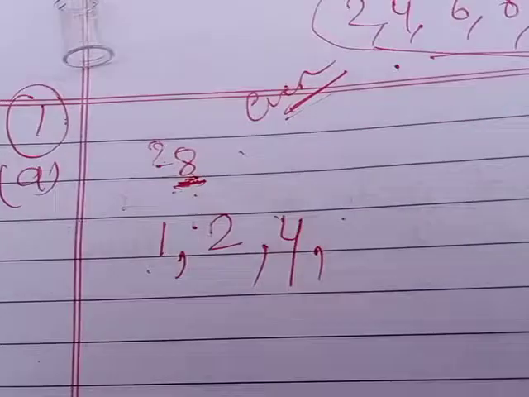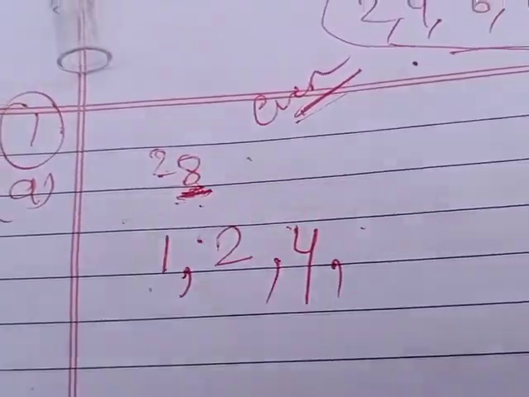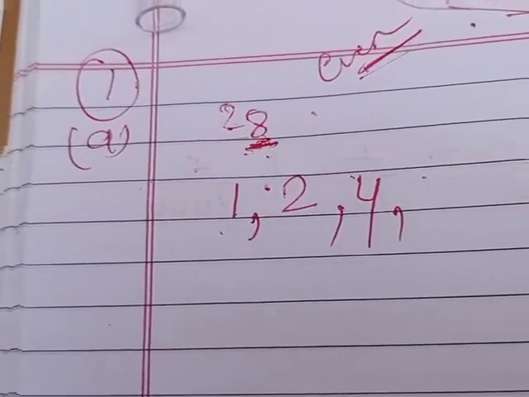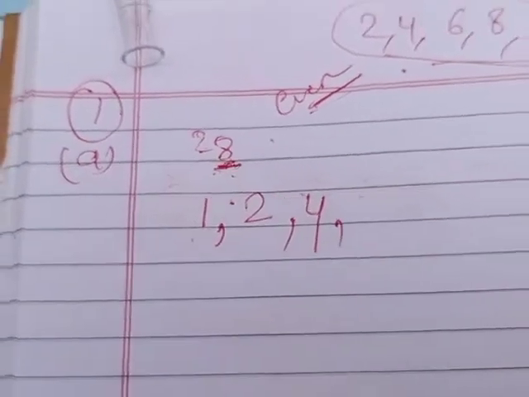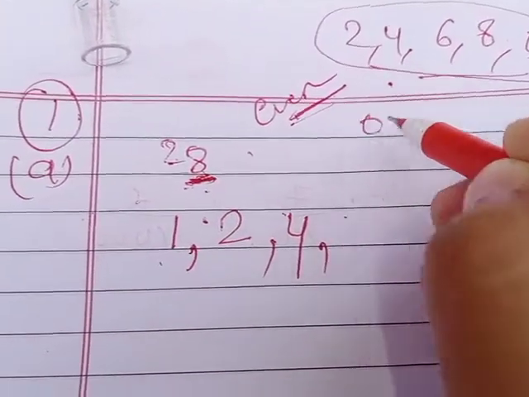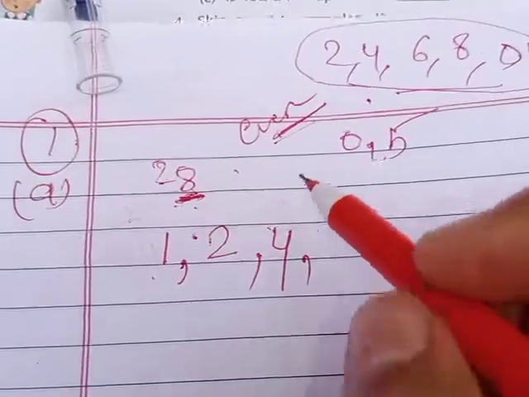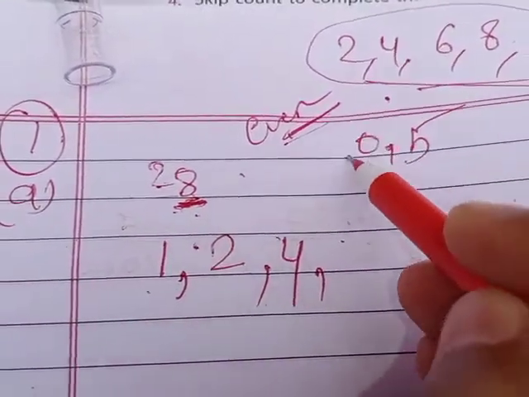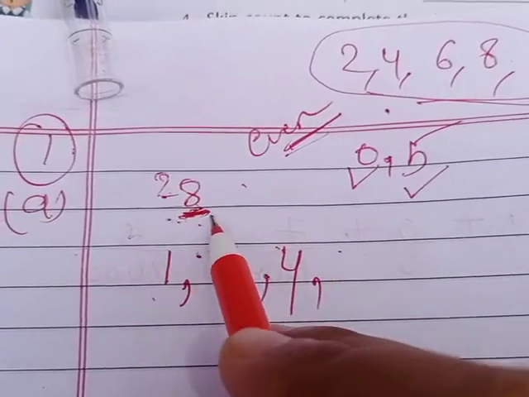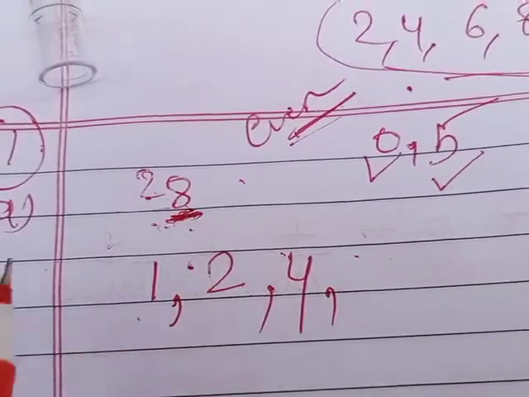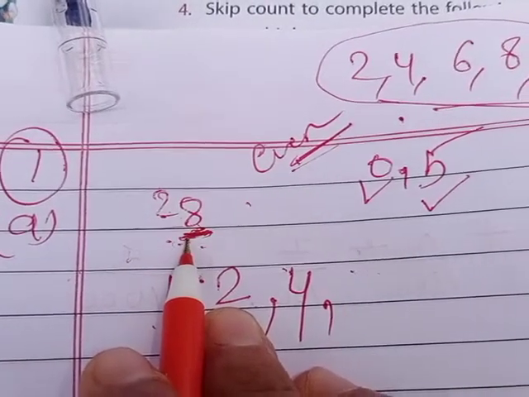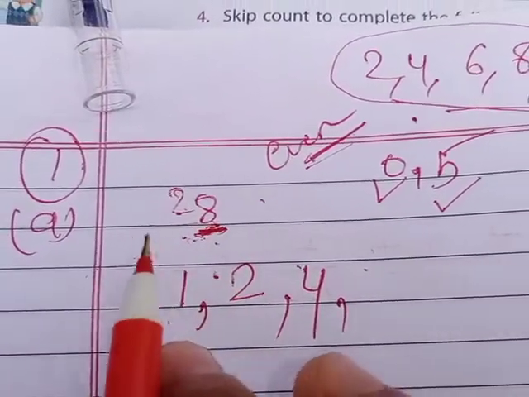Now, how can we say that 5 is a factor of 28 or not? 5 will be a factor of a number when in the ones place we have 0 or 5. Clear? When in the ones place we have 0 or 5, that time 5 will be a factor of the given number. Do we have 0 or 5 here? We don't have 0 or 5. Now we have 8. This means that 5 is not a factor of 28.